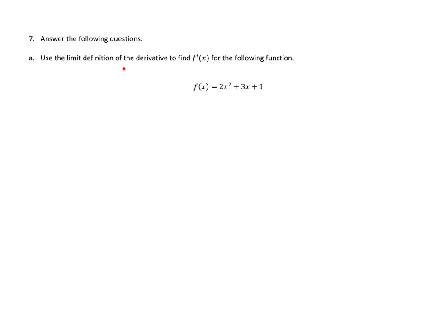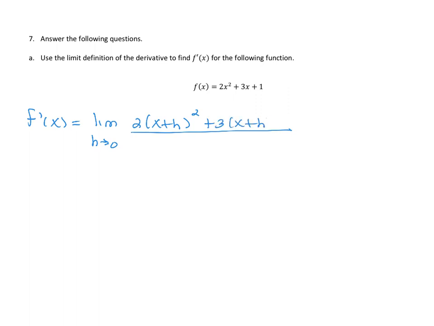Let's use the limit definition of the derivative to find f prime of x for this function here. So we'll start with that in part A. So f prime of x is equal to the limit as h goes to 0 of 2 times (x plus h) squared plus 3 times (x plus h) plus 1. Then we want to subtract off the function itself. So we're subtracting off 2x squared plus 3x plus 1. And this whole thing is divided by h.